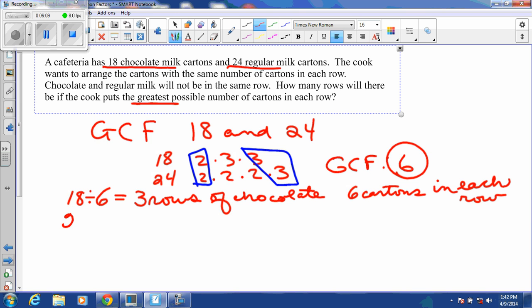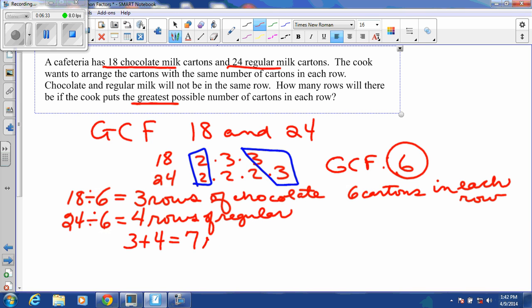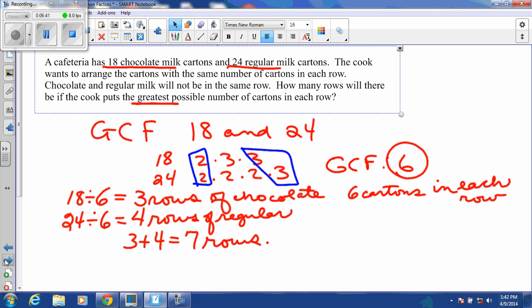Similarly, I have 24 regular milk cartons. I'm going to put 6 in each row, so I'm dividing by 6. That tells me there are going to be 4 rows of regular milk with 6 in each row. If there's 3 rows of chocolate and 4 rows of regular, that tells me that there will be 7 rows altogether. The greatest common factor, 6, remember, was the number of milk cartons in each row.